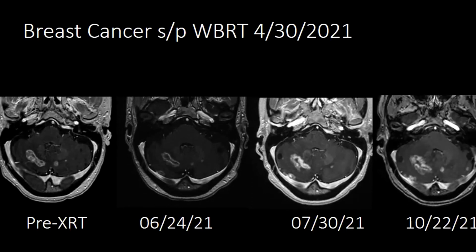Then this lesion starts to become a little bit more angry looking, and there is increased enhancement and irregularity, which persists through 10/22/21. The patient is also having symptoms. Now, what is this? Could it be radiation necrosis, or could it be recurrent tumor?